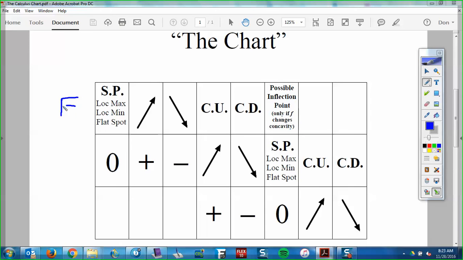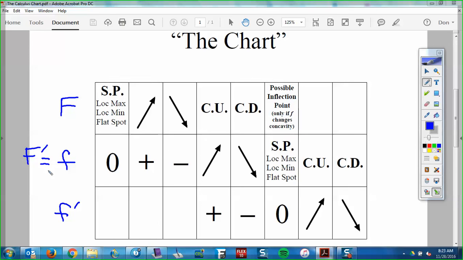Because couldn't this line be F? Big F? Then what would this line be? Little f. And then this line would be little f prime. Now, isn't it also true that this line would be big F prime? Right? What's big F prime? That means the derivative of big F. Well, isn't that the same as little f? Those two are the same thing.